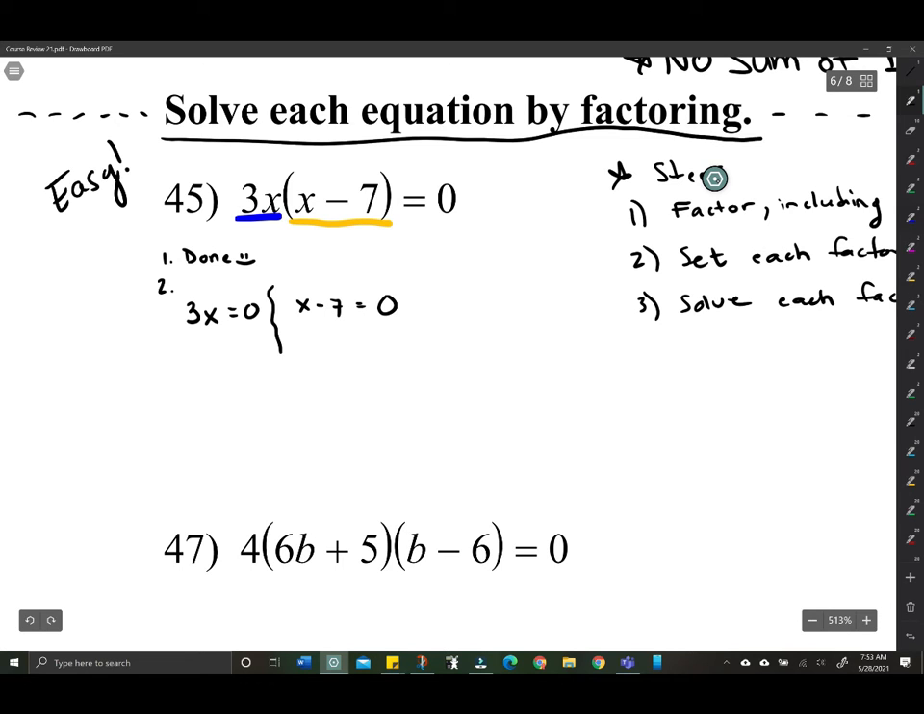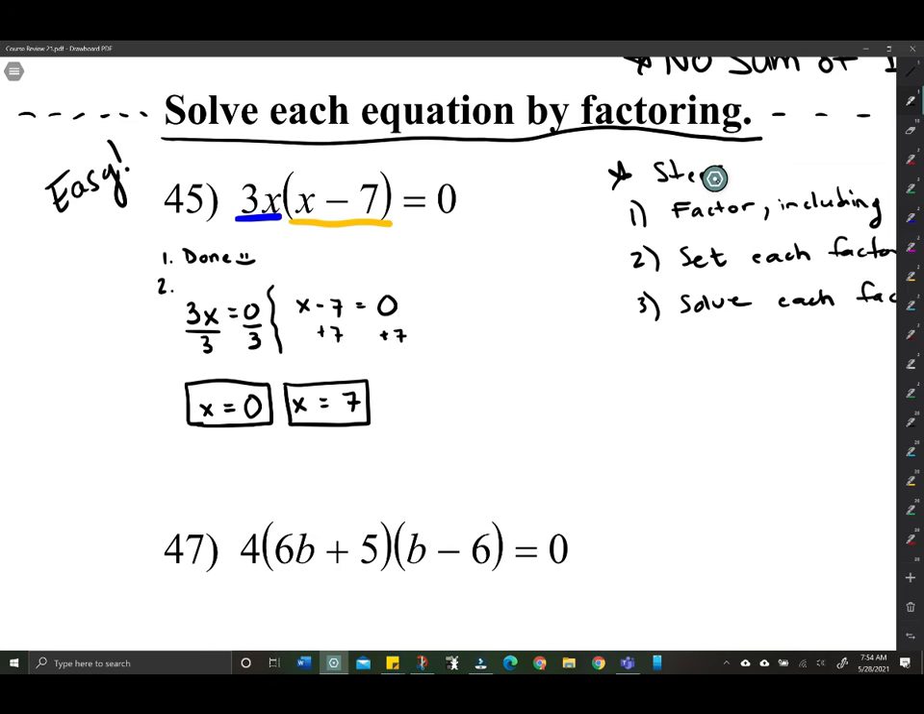So this problem, pretty easy. Factoring is already done for you. To solve for x, you would divide this side by 3. Okay, so x is equal to 0 divided by 3 is 0. There's one of your solutions. If you add 7 to the other side for the second 0, we get x equals 7. And that's the other solution. That's it. Factored, solved, ready to go.